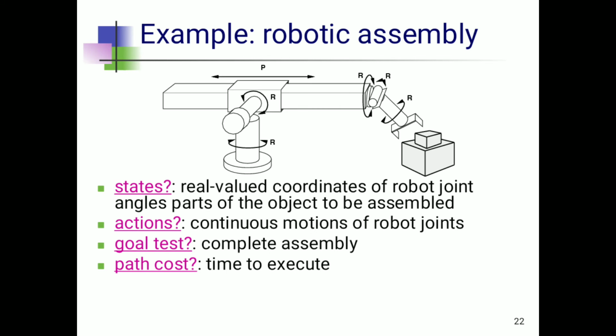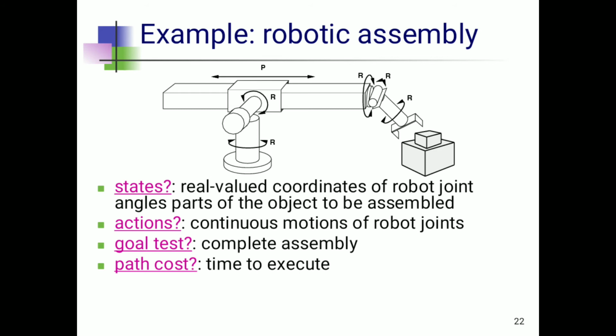Now the next example is of robotic assembly. This diagram represents the robotic assembly. So again here we have to decide states, actions, goal test and the path cost. For the robotic assembly, the states are nothing but the real valued coordinates of robot joint angles, and parts of the objects to be assembled.